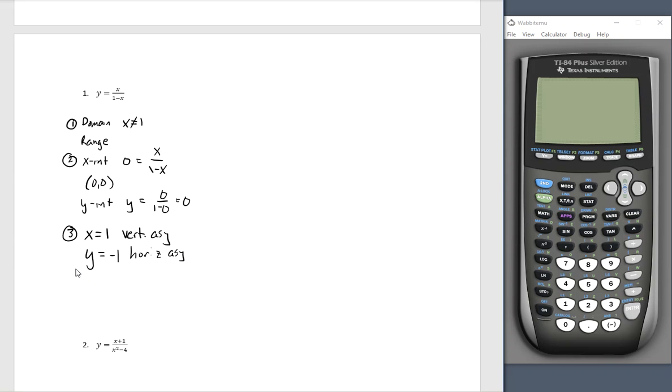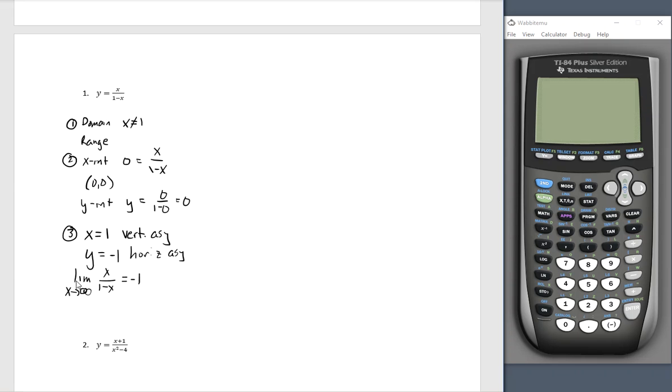Why? Because the limit as x approaches infinity of x over 1 minus x, leading coefficients, all right, so -1. And we ask ourselves, what would it be? Yeah, and that's true. If x goes to positive infinity, we'll have a positive numerator and a negative denominator. If x goes to negative infinity, we'll have a negative numerator and a positive denominator. So it's always going to -1.